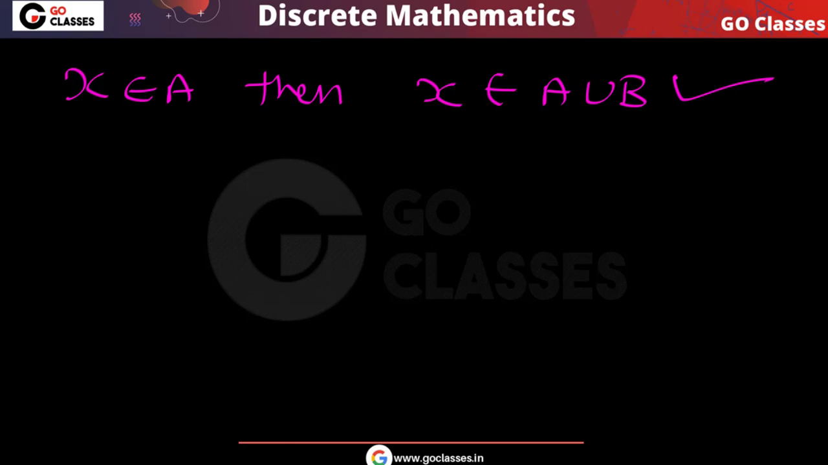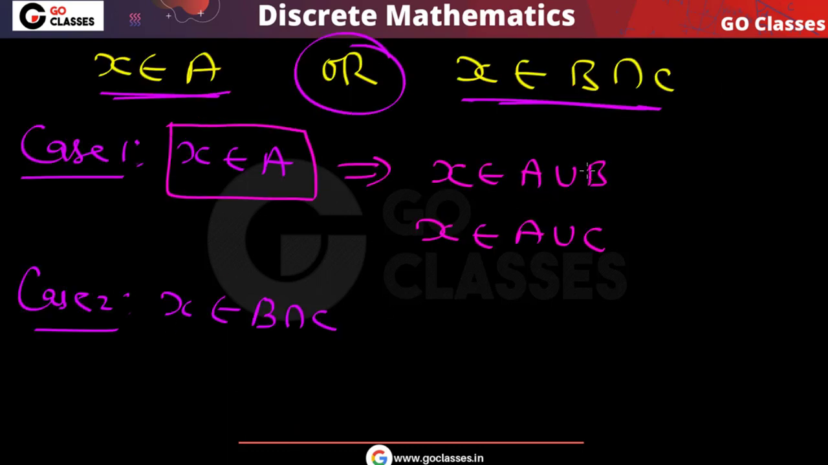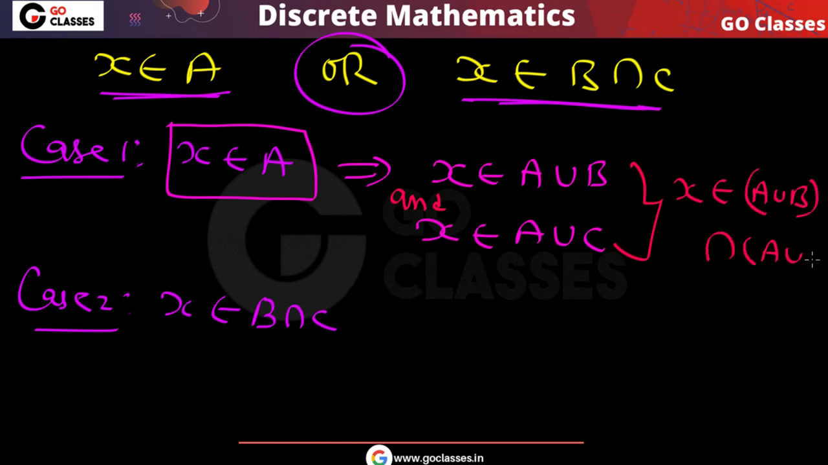This we have already seen in the last lecture. Okay, so if x belongs to A, it automatically means x belongs to A union B. It automatically means x belongs to A union C. From these two, x belongs to A union B and x belongs to A union C, I can say x belongs to (A union B) intersection (A union C).